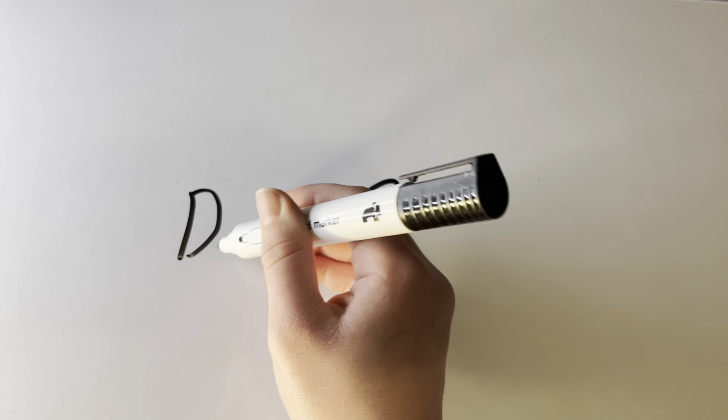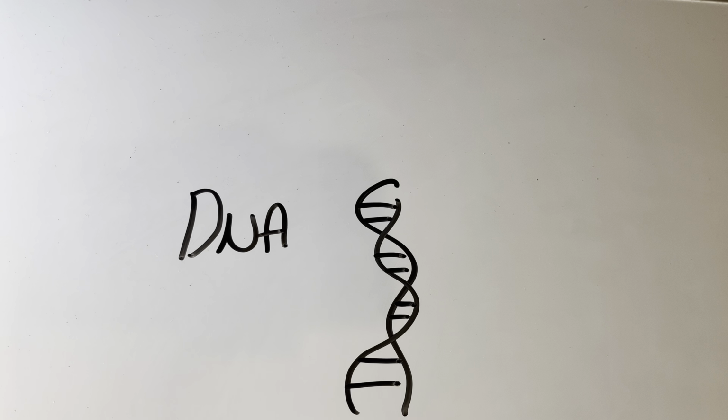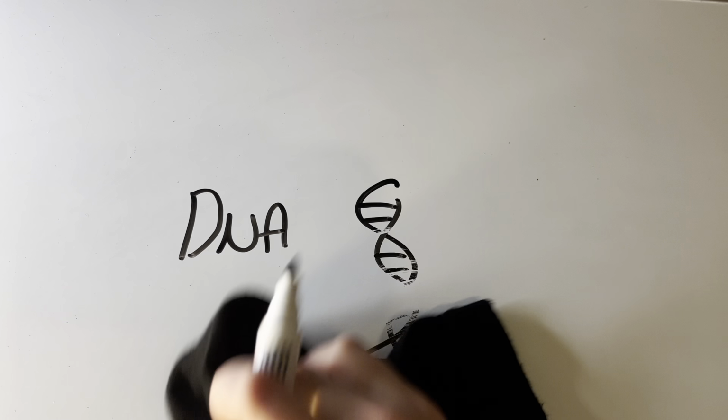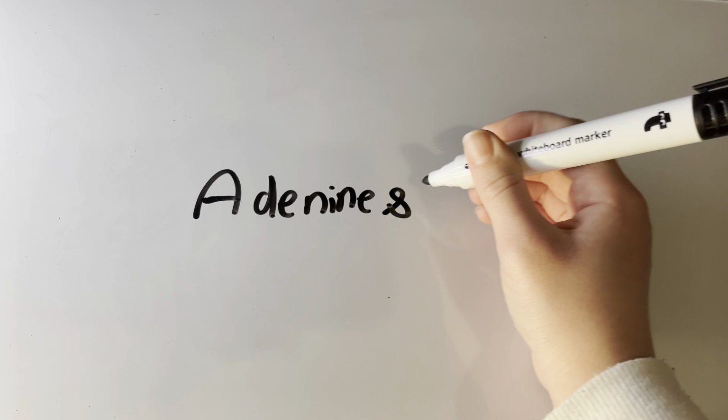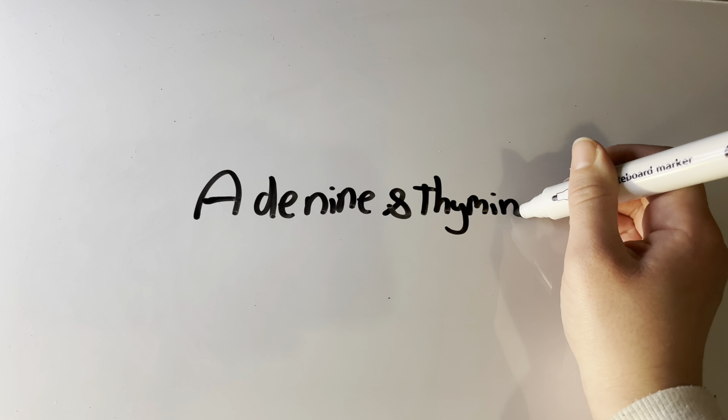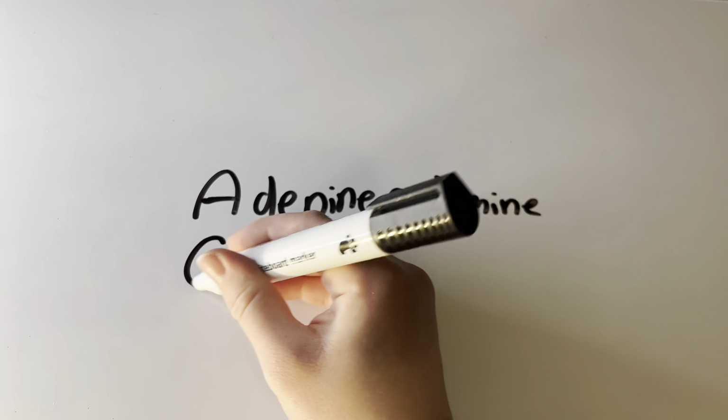Last lesson we discussed what DNA is and the structure of DNA. It is important that you understand that video before you watch this one. In the last video we described and discussed the 4 different bases. We know that adenine and thymine pair together and cytosine and guanine pair together.